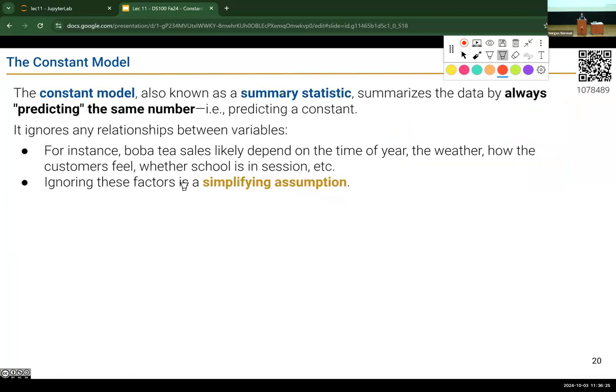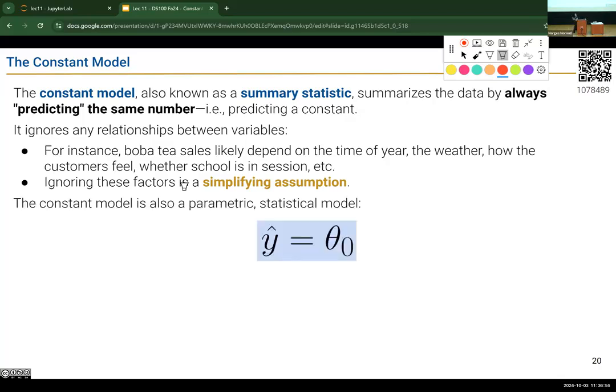So a constant model is also called a summary statistic. It makes a lot of simplifying assumptions. For example, in the boba tea example, it assumes nothing about the day, nothing about the temperature, and nothing about whether tomorrow is Cal Day or not. It basically says no information in, I'm just going to do prediction. And because of that, every time you want to do prediction, it's just going to give you theta zero. Theta zero is always the output, and that's the constant value. That's why it's called a constant model.